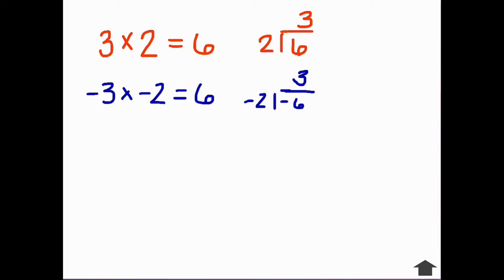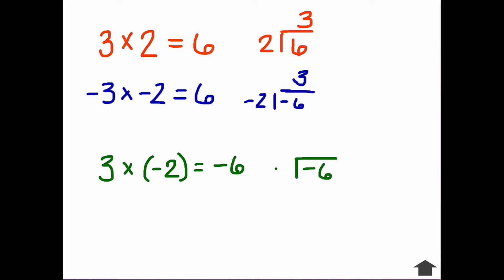Finally, when we have a positive 3 and we multiply that by a negative 2, our result is a negative 6. And when we have a negative 6 divided by a positive 2, our result is a negative 3.